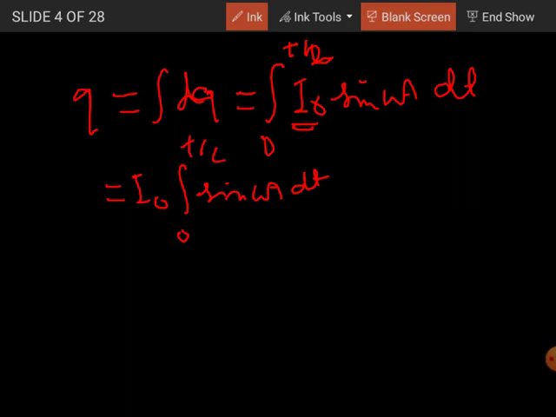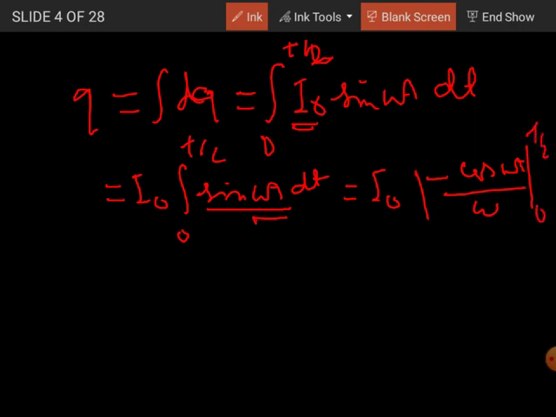Got it? Now this will be I naught times the integration of sine, which is how much? Minus cosine of omega t, right? So minus cosine of omega t, and for the integration of this sine function, you need to integrate the angle again. So the integration of omega t will be what? Omega, and the integrating limits are from 0 to T by 2, like that. Got it? So it will be equal to what?